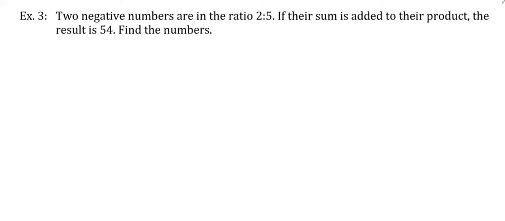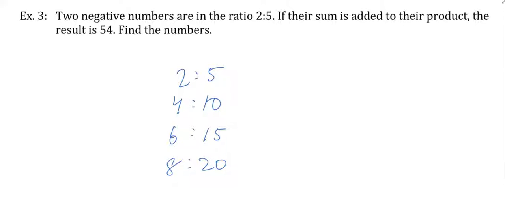A ratio of 2 to 5, don't write this down, means if I have 2 of something, I have 5 of the other. If I have 4 of something, I have 10 of the other. If I have 6 of something, I have 15 of the other. If I have 8 of something, I have 20 of the other. What's happening here? This is what a ratio means, right?